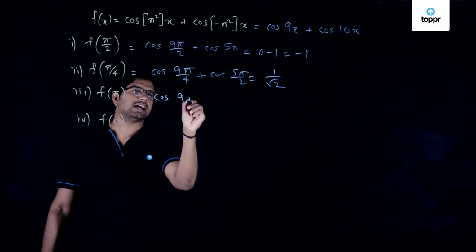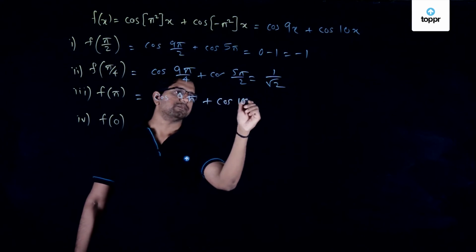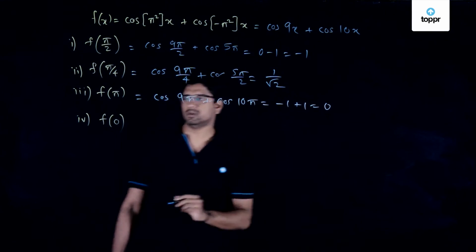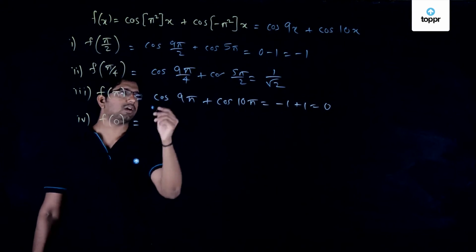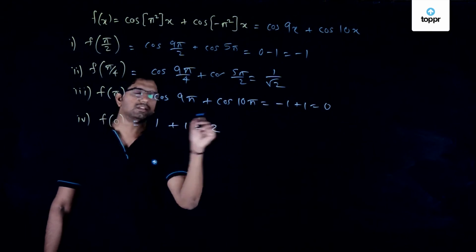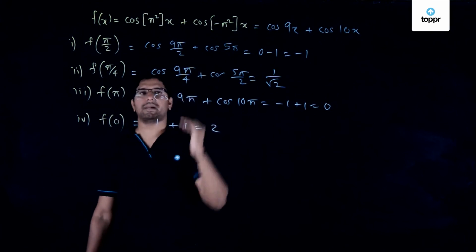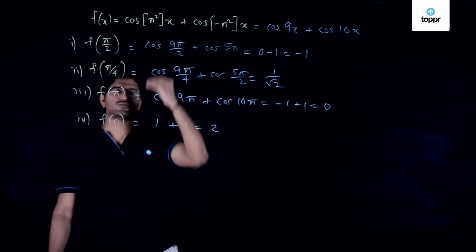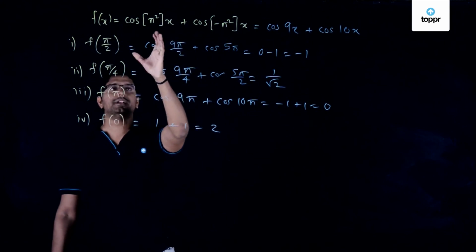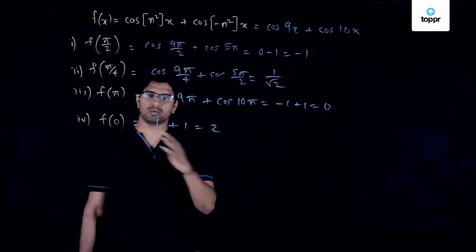For the last part we have cos 9 pi plus cos 10 pi, which becomes minus 1 plus 1, which is equal to 0, and finally, we have cos 0, which is equal to 1, plus 1, and becomes equal to 2. So, this was a nice problem because of the initial part which made use of actually computing the value of pi square and then making careful use of the greatest integer function part. The remaining part of the problem was straightforward.